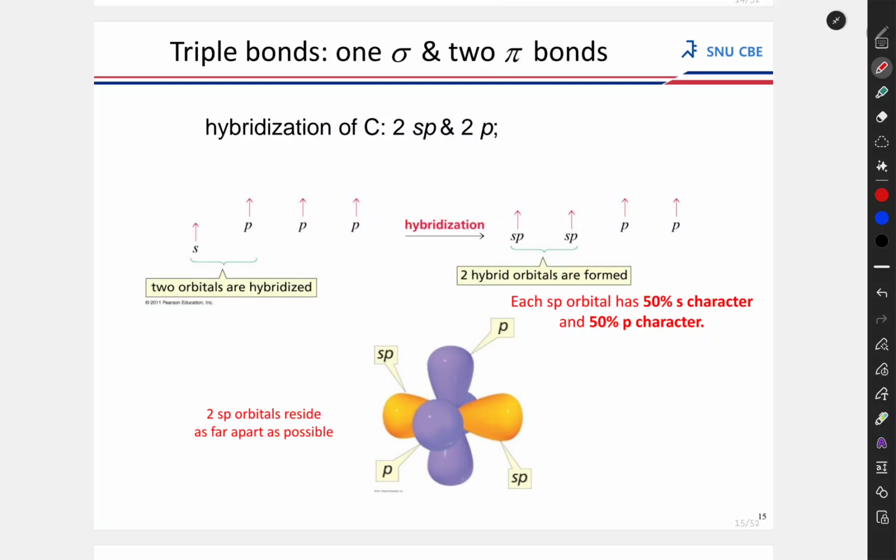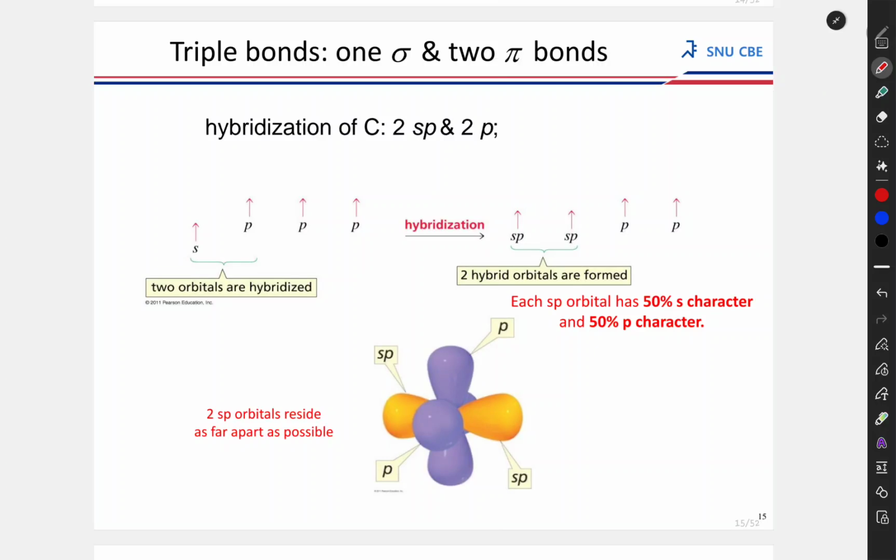And two sp orbitals reside as far apart as possible, and the only way to do so is being linear. So you have an sp orbital on one side, an sp orbital on the other side. And as you know, you have 2 perpendicular p orbitals, in other words, located perpendicular to each other. So you have now 2 p orbitals, what the purple highlight shows here. And this is the orbital set given for the center carbon.